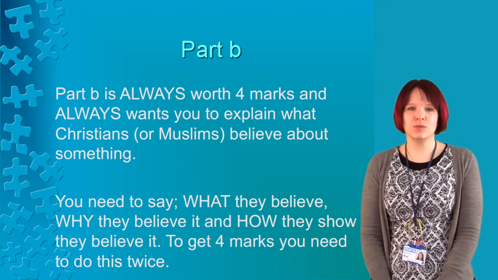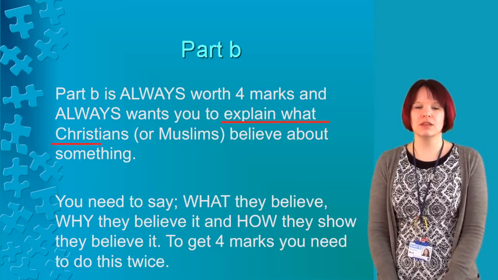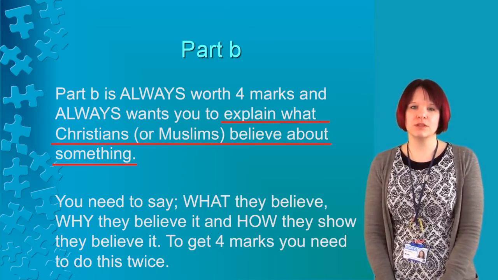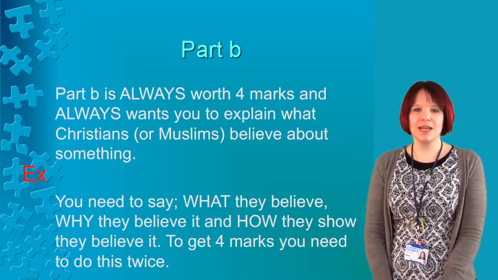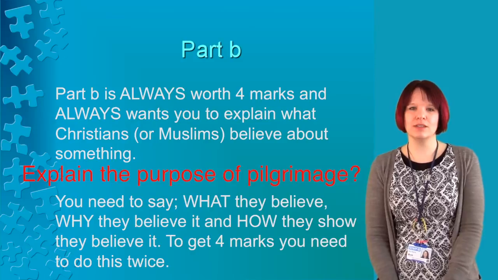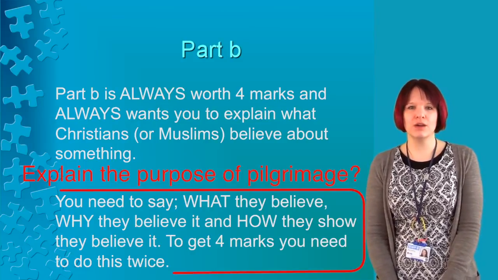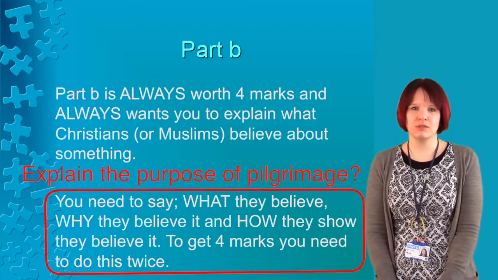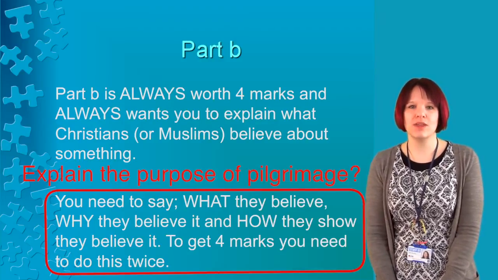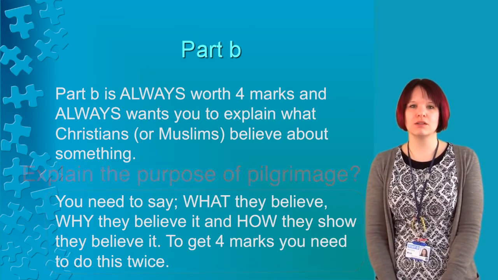Part B is always worth 4 marks. It will ask you to explain something that a Christian or Muslim believes. For example, explain the purpose of pilgrimage. Purpose is the key word there. Why do they go? You will need to say why they go, what they believe about it, and how they show they believe that about it. You'll need to do that twice to get 4 marks.